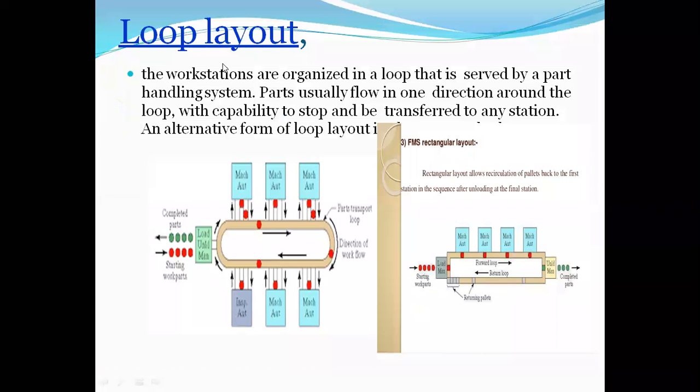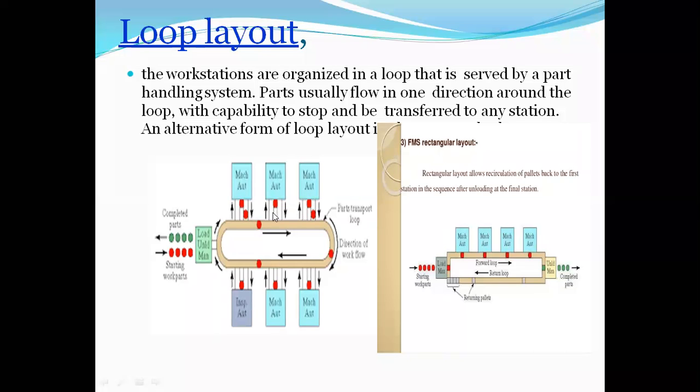The second one is loop layout. You can see the diagram. In the loop, the workstations will be kept on both sides of the loop. You can see the workstations on both sides, and this is the loop. Here the loading and unloading may be at one end, the loading will be at one end, and the direction may flow like this.